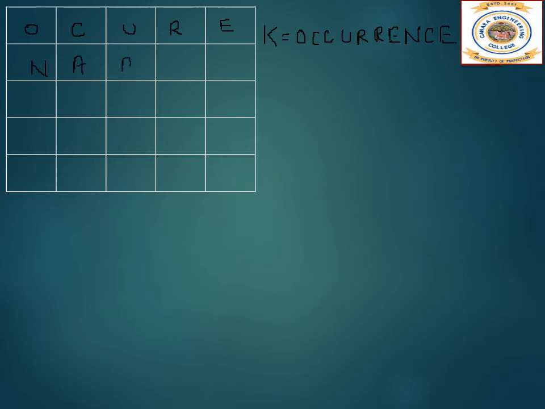A, B, C is there. D, E is there. F, G, H, I and J always come together. K, L, M, N is there. O is there. P, Q, R is there. S, T, U is there. V, W, X, Y and Z.